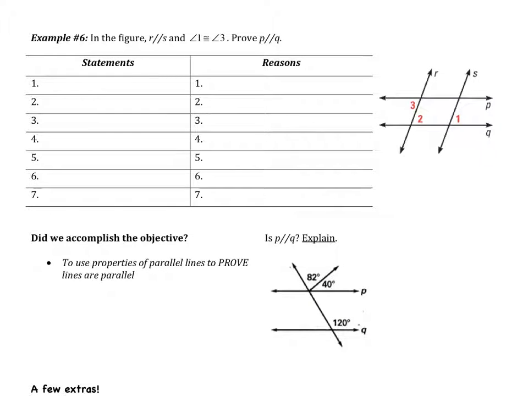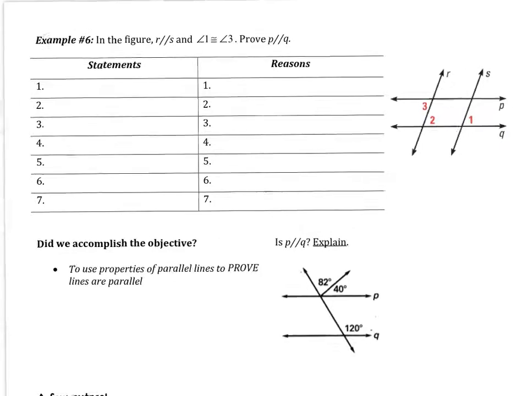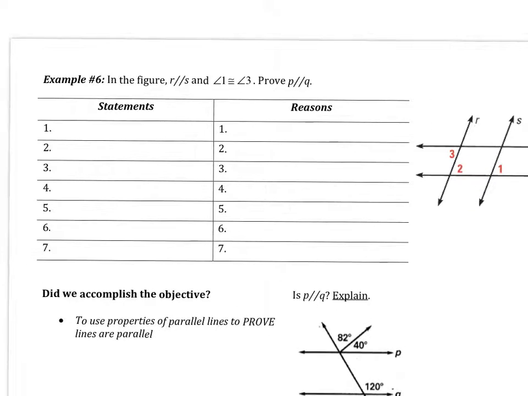Example 6. All right, with this, a couple things to keep in mind. Okay, in the figure, they tell us that R is parallel to S, and angle 1 is congruent to angle 3. Okay, these are known as your given statements, and we're trying to prove this. That's always going to be last.